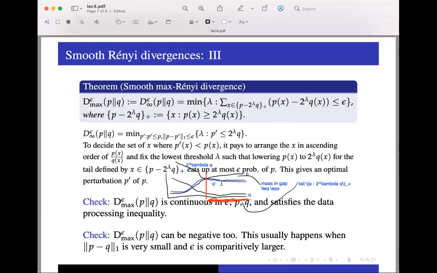So this process, in fact, tells us what is the optimal perturbation P prime of P. So P prime is going to follow P up to this threshold indicated by the vertical line. To the left of the threshold, P prime follows P, but for symbols x to the right of the threshold, P prime follows 2 to the lambda times Q. So this is the curve marked in blue.